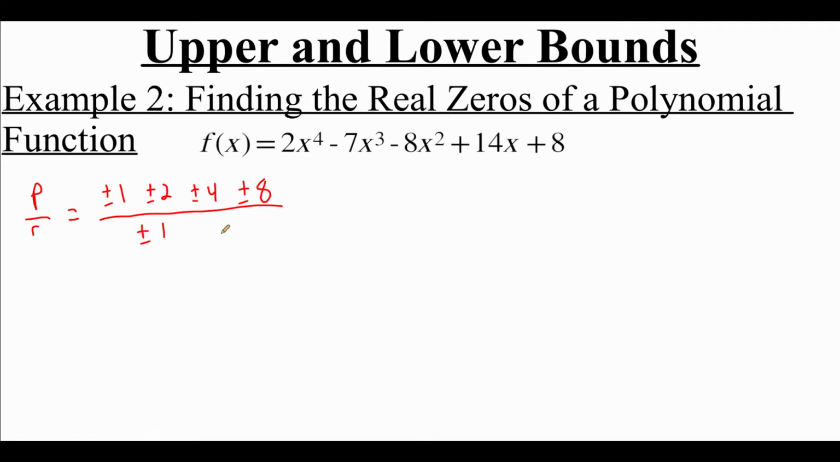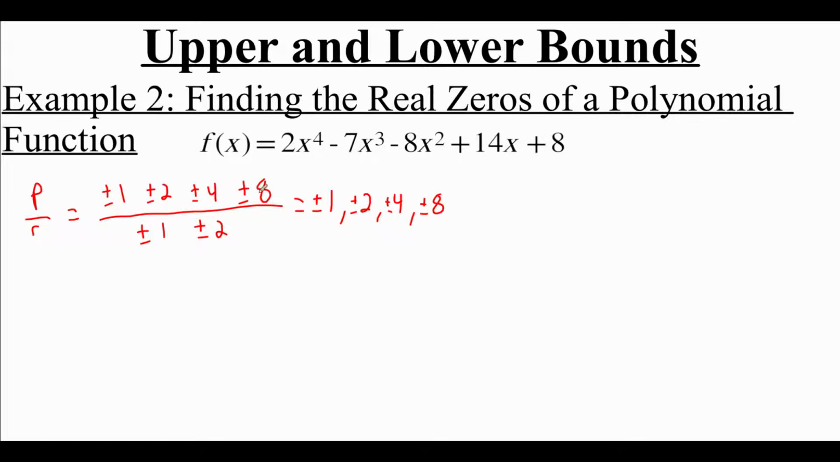So I could have plus or minus 1 and plus or minus 2. Now if I think about making my list of potential rational zeros, I'm going to start by taking all of these p values and putting them over 1. So 1 divided by 1 is 1, but again we're going to keep the plus and minus on there. 2 divided by 1 is 2 with the plus and minus. 4 divided by 1 is 4 with the plus and the minus. And 8 divided by 1 is 8, but again keeping the plus and the minus on there.